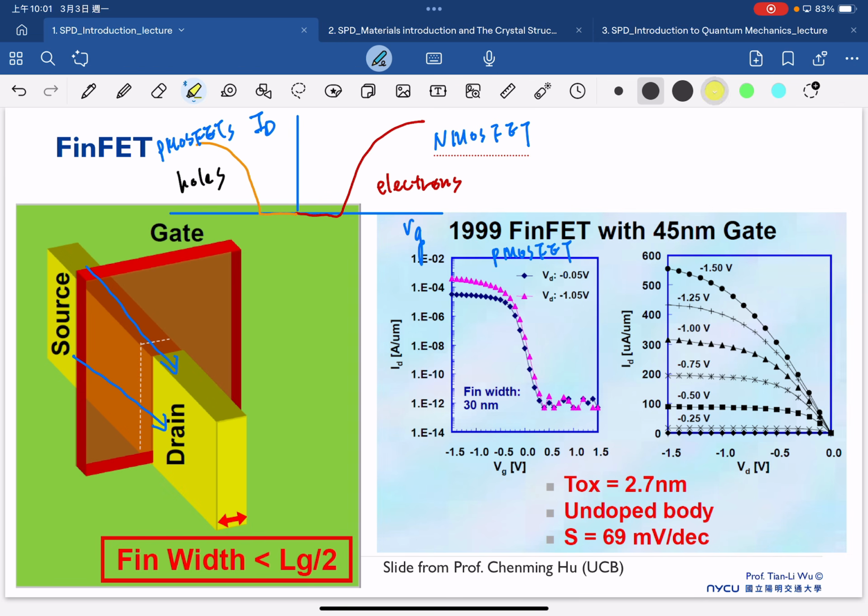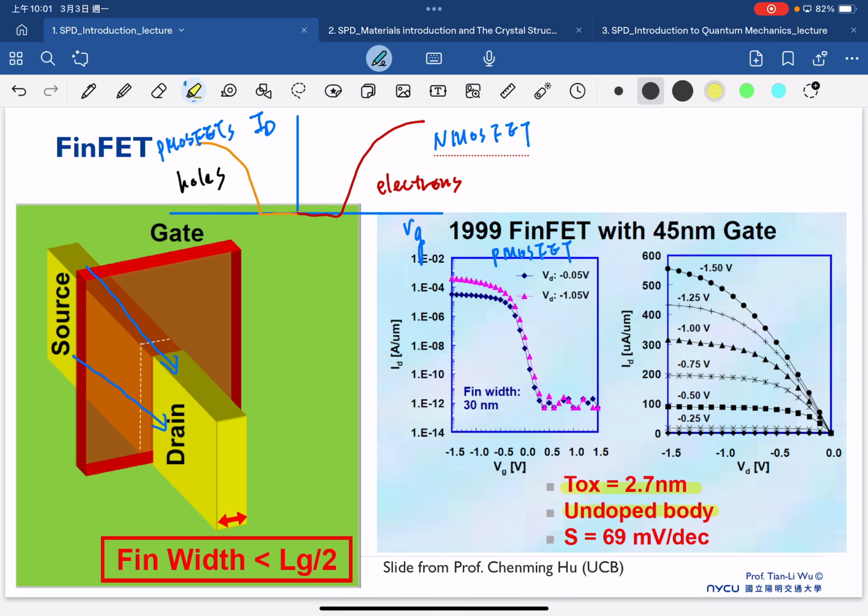The first one is the oxide thickness, only 2.7 nanometers. So you can see that up to 1999, the very advanced understanding and development of semiconductors could already achieve 2.7 nanometers of dielectric thickness. And this is on a doped body.